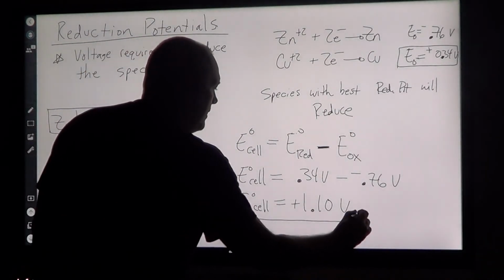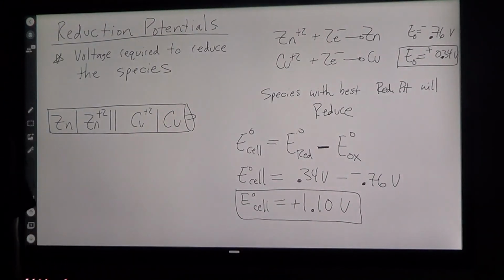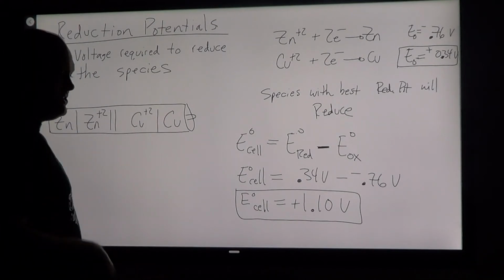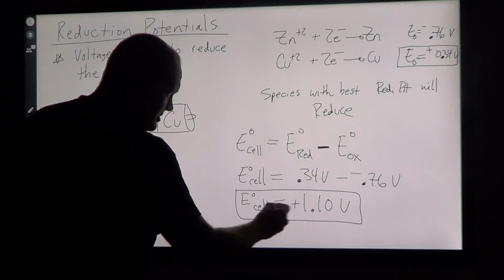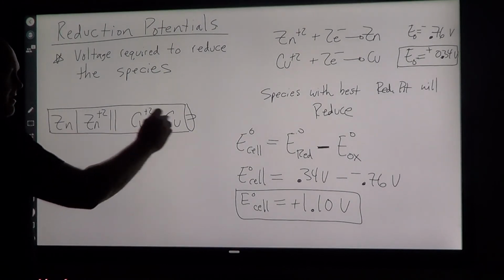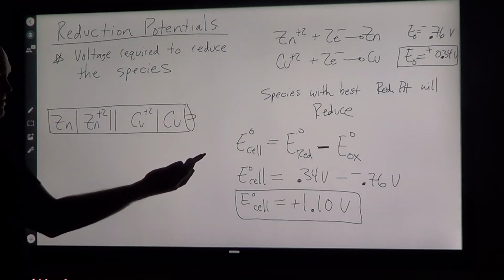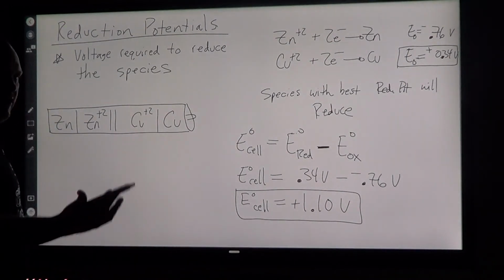Okay? If you ever get a negative answer here, you have just created a non-spontaneous cell, which we will talk about in the next unit. Okay? But for all voltaic cells, this answer must be a positive number. So what that means is if we have one of these batteries made, one of these cells, it will give us 1.10 volts of electricity.